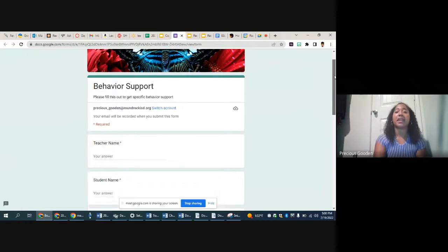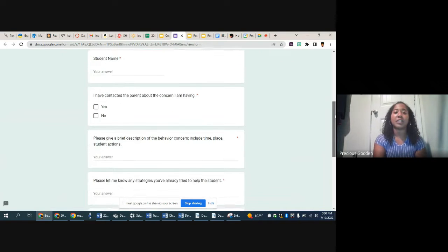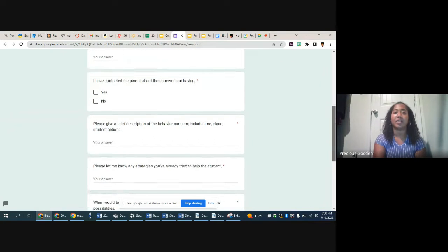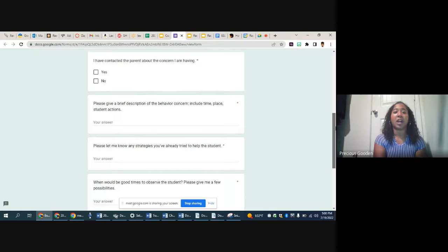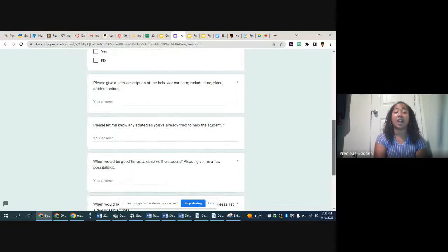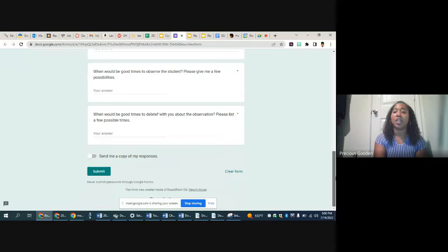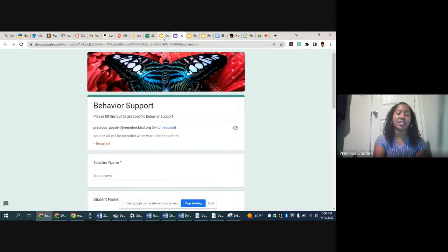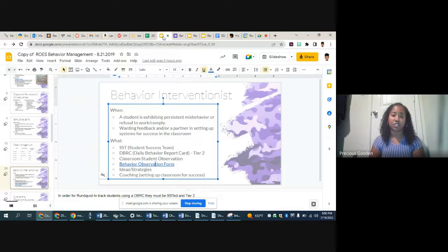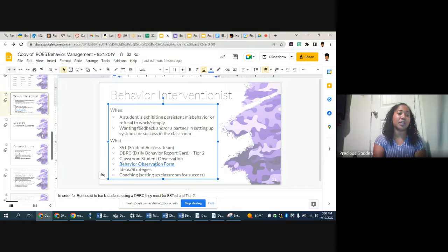So this is the behavior support form. You'll fill this information out with the student, their name, the contact, parents, if you've contacted them, a brief description on what the behavior looks like, strategies on how you try to help the student or whatnot. You submit that, and then administrators and behavior interventionists will reach out to you and set up some time for coaching and trying to develop some strategies to assist that student in any way for them to be successful in the classroom.